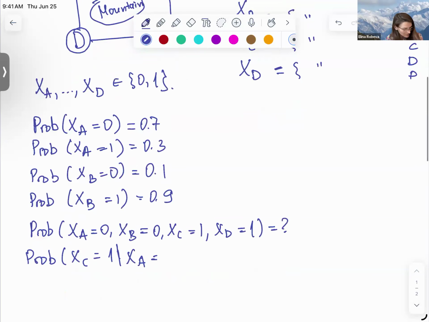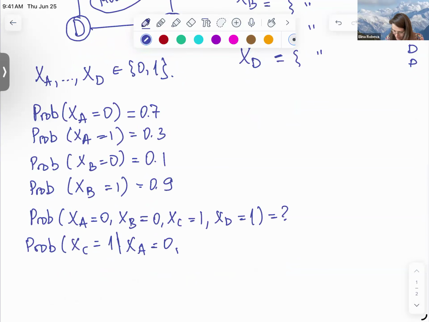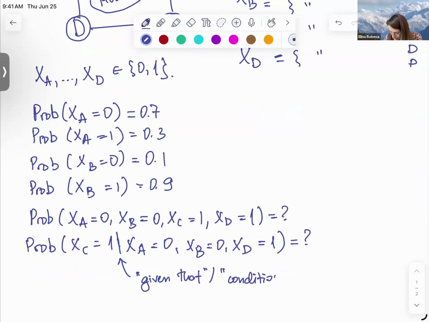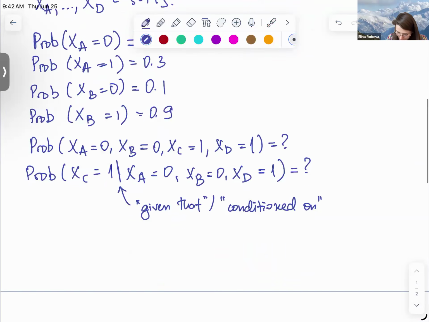this is my notation here, I'll define it vaguely, given that I have observed a certain weather pattern in the other cities. So this straight line here can be read as given that, or conditioned on us having observed that these variables are like this. And we do this modeling with undirected graphical models.